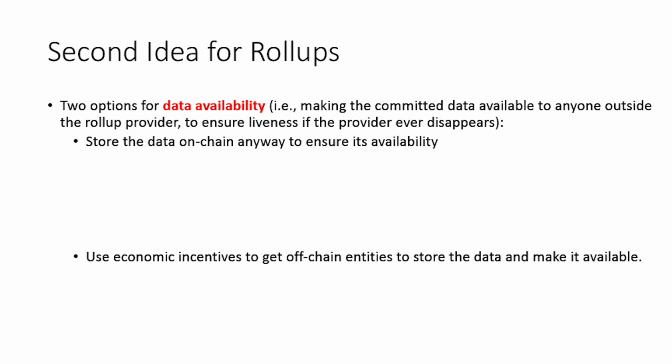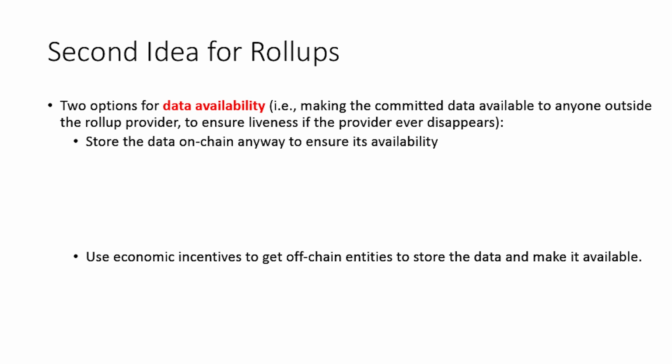Okay. This raises the issue that now the data is only committed to, it's not just stored on chain. So you can ask, well, what if someone in the future needs to access some of the data that used to be on chain and now it's only committed to? This is referred to as the data availability issue.